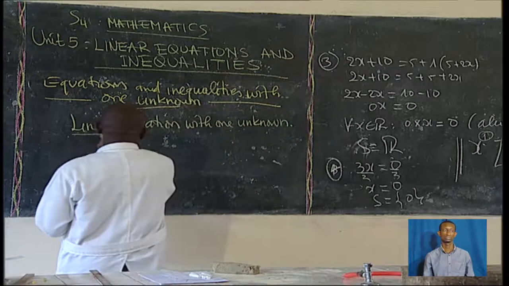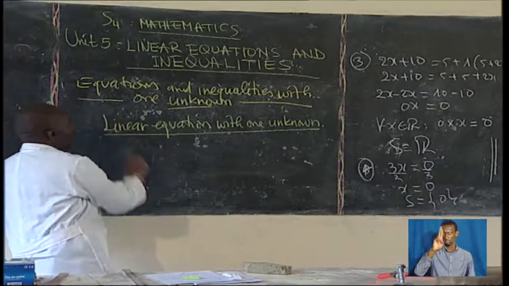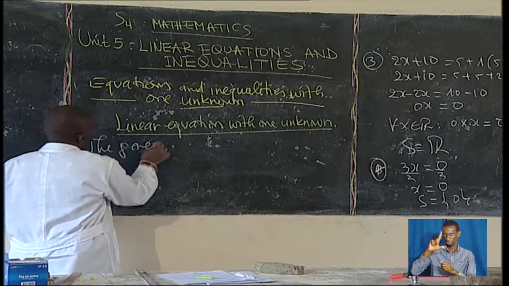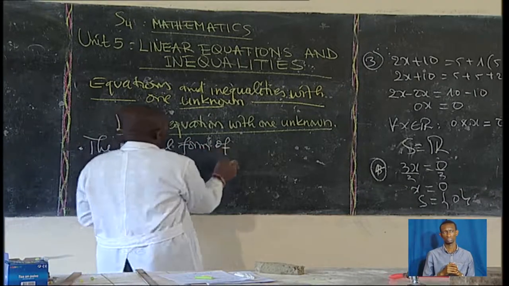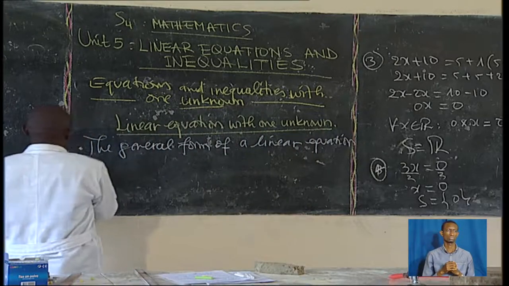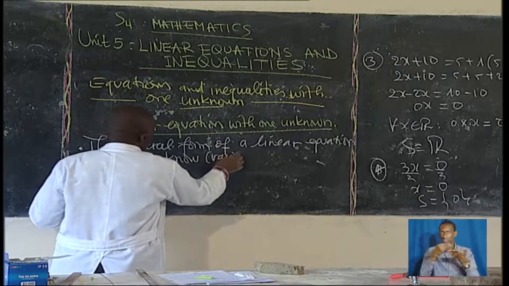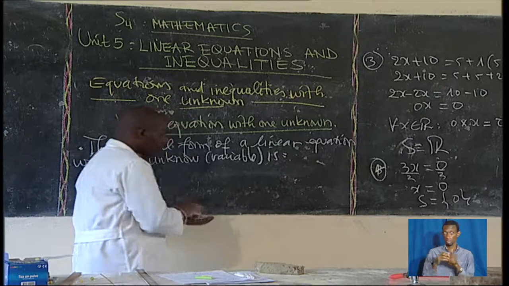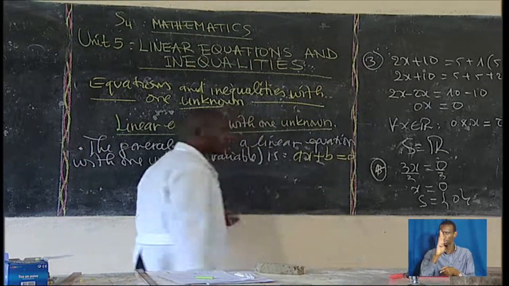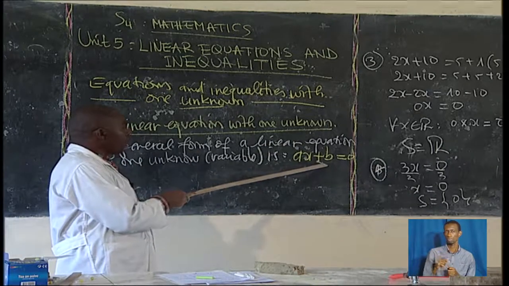With one unknown. Linear equation with one unknown, the general form of a linear equation with one unknown or variable is ax plus b equals 0. That is the general form of a linear equation with one unknown.